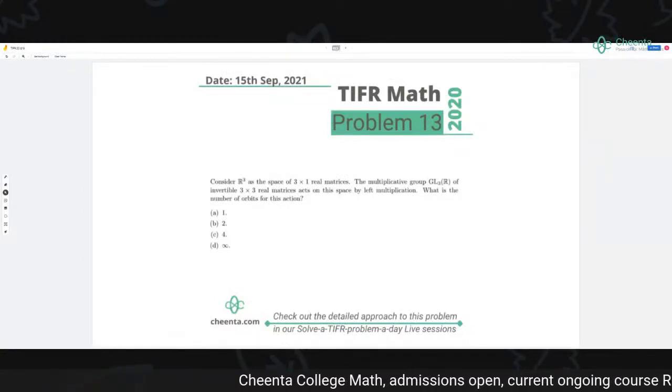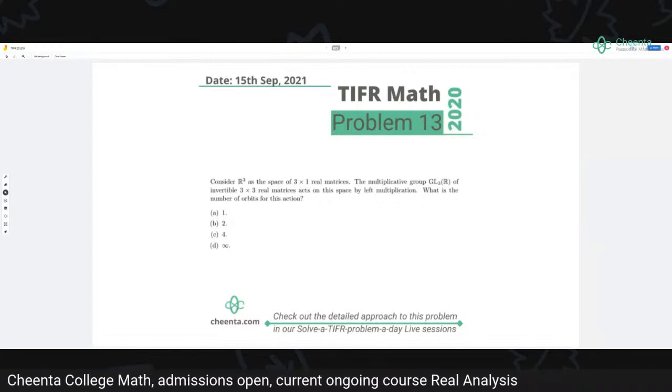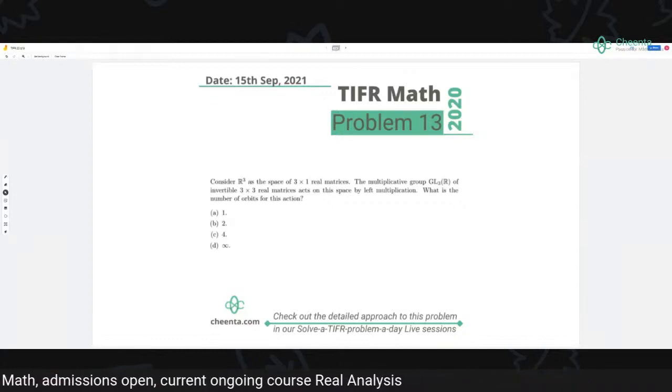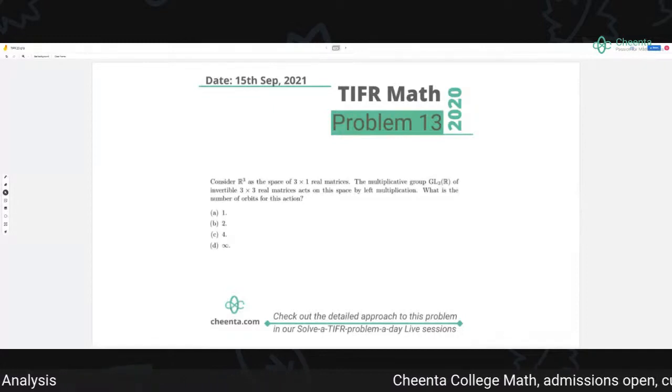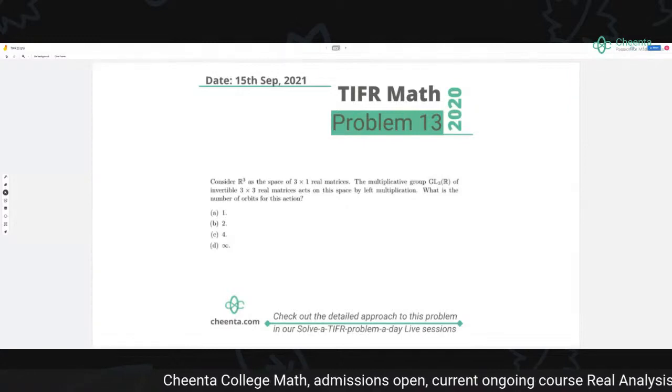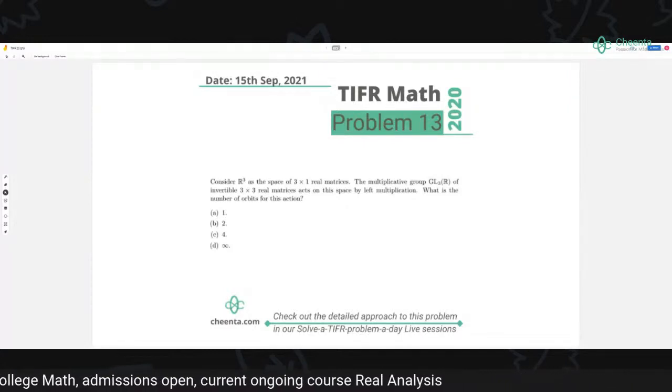Hello all. So today we will be discussing the TIFR 2020 question paper, problem number 30. This problem is practically, let's say, a test of your group action understanding.